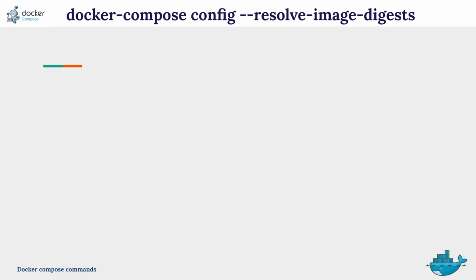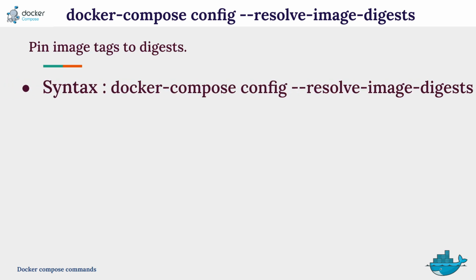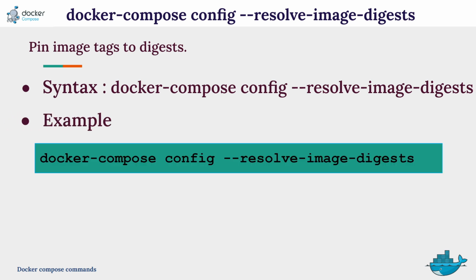Next command is docker compose config --resolve-image-digests, which pins image tags to digests. Let's see the syntax. The usage of the docker compose config --resolve-image-digests command starts with the docker compose config --resolve-image-digests keyword, and resolves image tags to their digests.